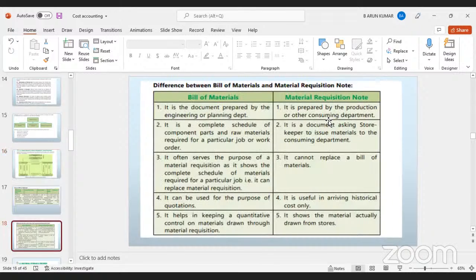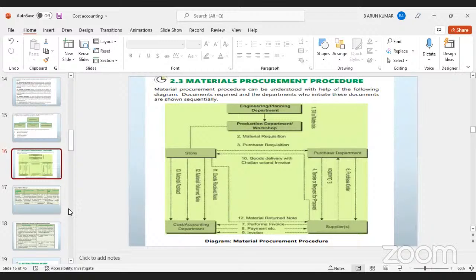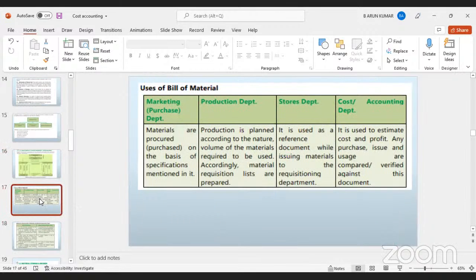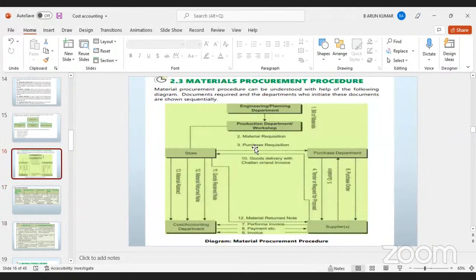And the material requisition note is prepared by the production or other consuming department. The bill of material is prepared by different persons than the material requisition. We prepare them based on what we require. There are different types of departments, and based on which department wants which material, we prepare the material procurement bill.